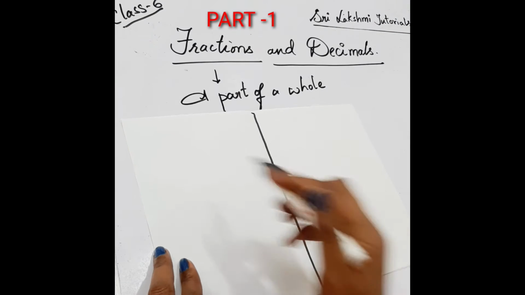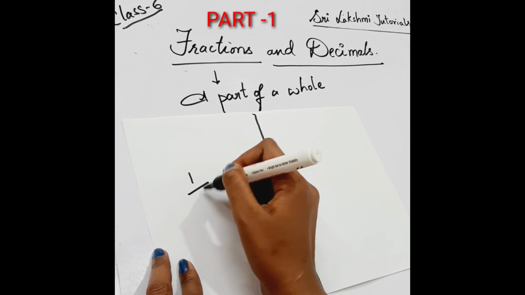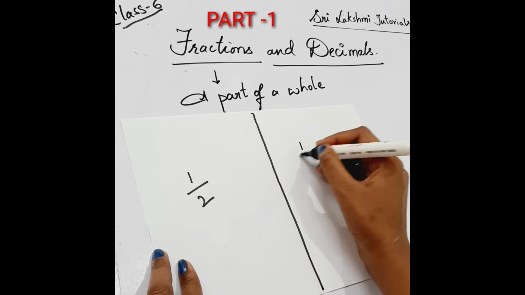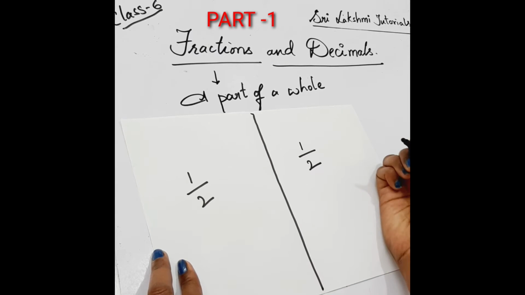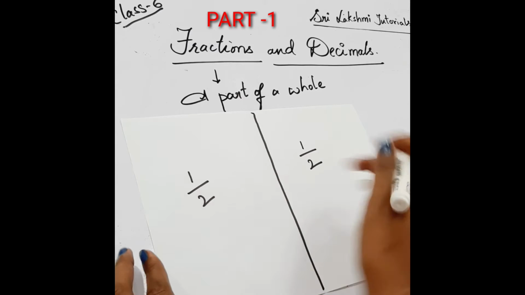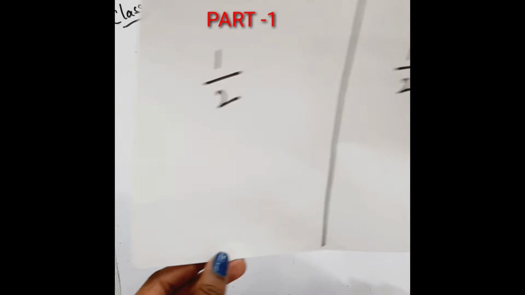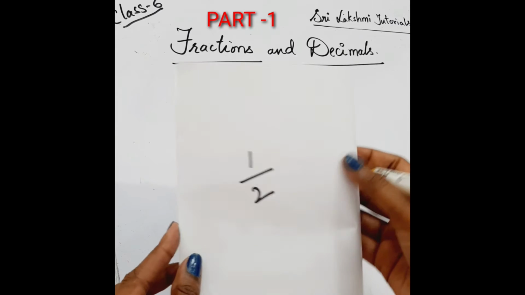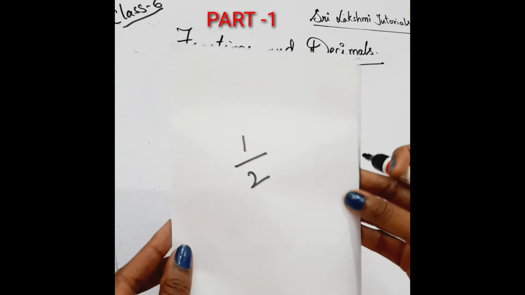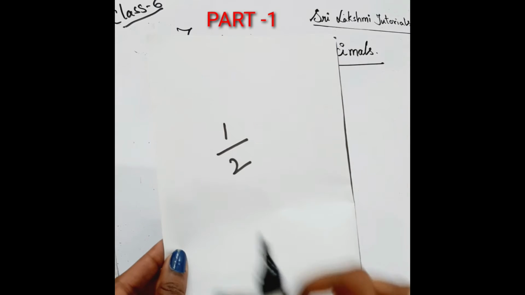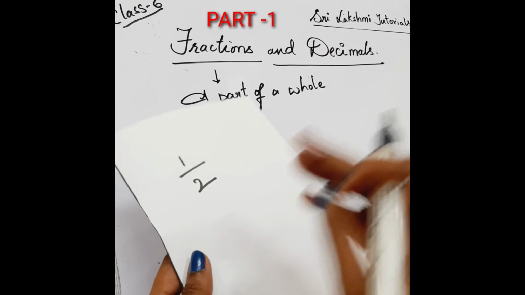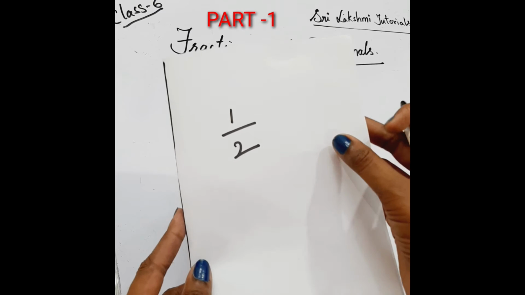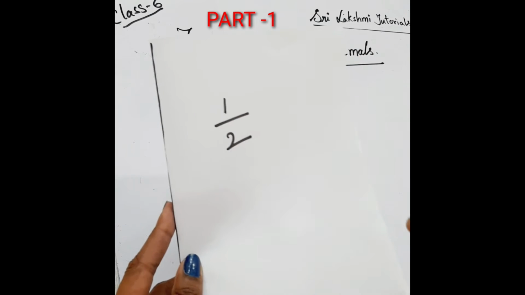This is called 1 by 2, and it is denoted with 1 by 2. Why is it denoted like this? This complete paper is divided into two halves. So this part is denoted with 1 by 2 and the remaining part is denoted with 1 by 2.